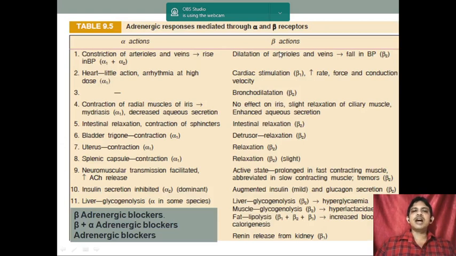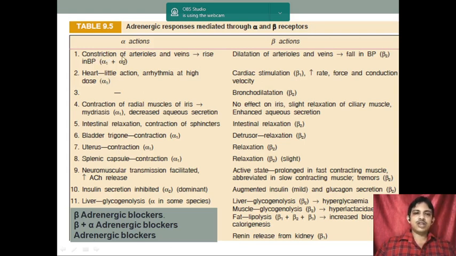Next, coming to the alpha action and beta action. What are the defined categories of drugs used in the treatment of hypertension? Beta adrenergic blocker, alpha-beta adrenergic blocker and alpha adrenergic blocker. The last one is the alpha adrenergic blocker. First, we'll come to the alpha adrenergic blocker, which acts peripherally.